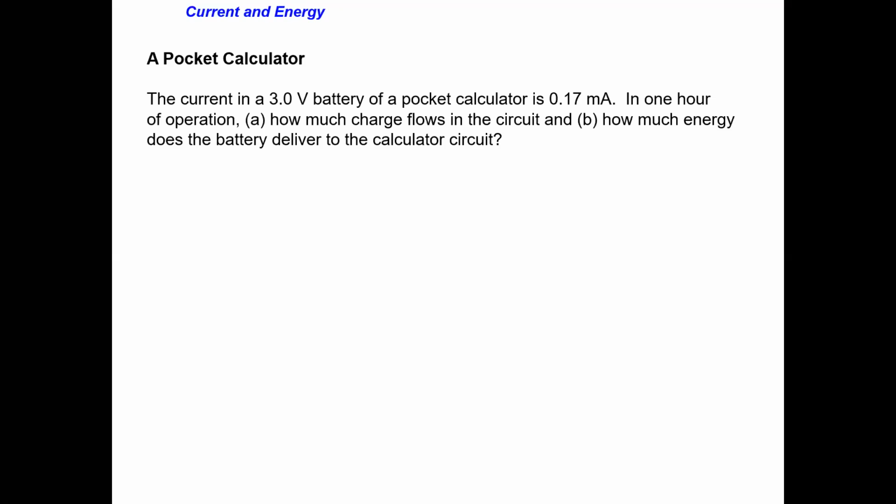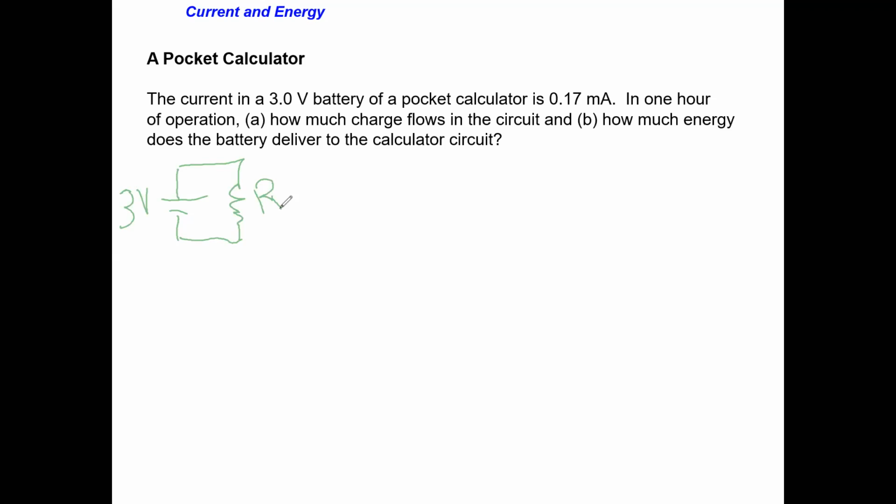So I'm going to now try to draw here, and we'll see how I do. Okay, there we go. There's a circuit. All right. We've got a battery over here on this side. It says 3 volts. Hopefully I'll get better with the drawing as we go on. I've just got a resistor there to represent the circuitry of the pocket calculator. All right, so this says specifically that our current I is 0.17 milliamps.